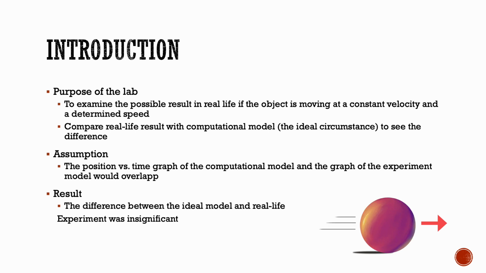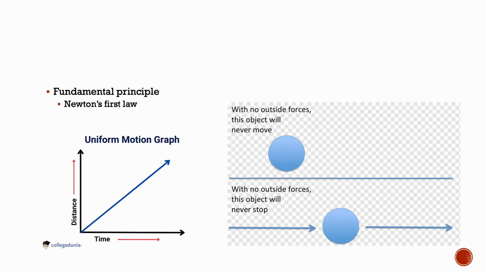The purpose of this lab is to examine the possible results in real life if the object is moving at a constant velocity and a determined speed. I will also compare the real-life result with the computational model to see the difference. My assumption is that the position versus time graph of the computational model and the graph of the experiment model would overlap. And the result is that there was insignificant difference between the two graphs.